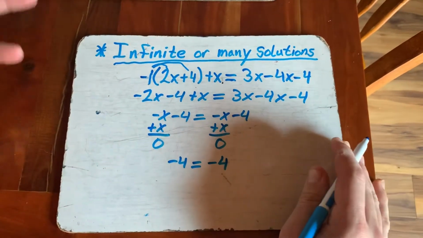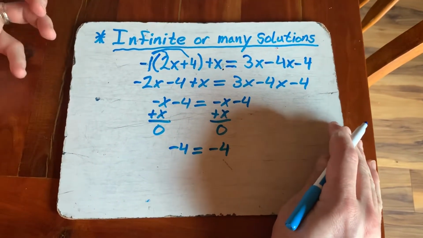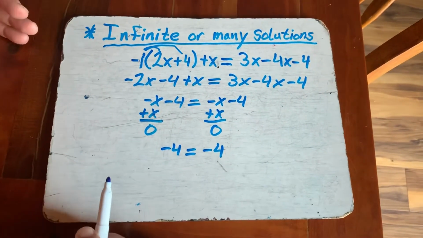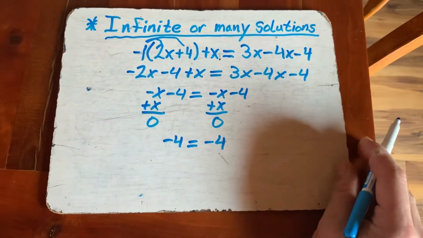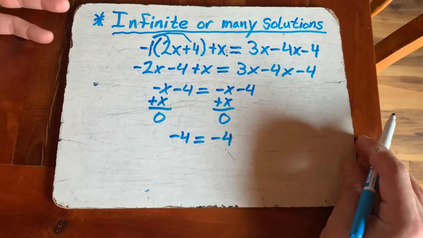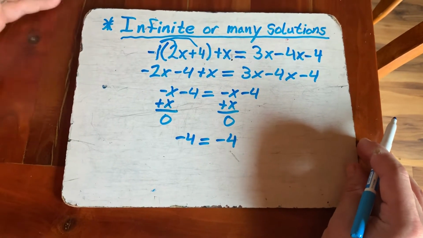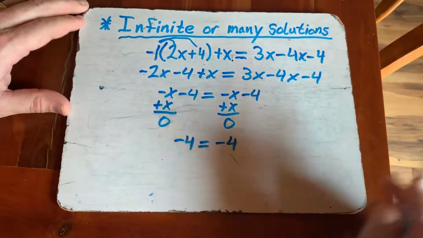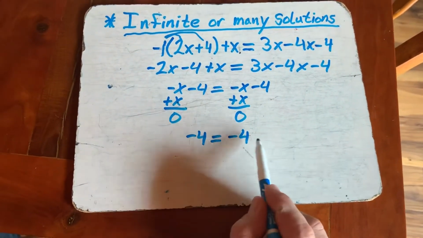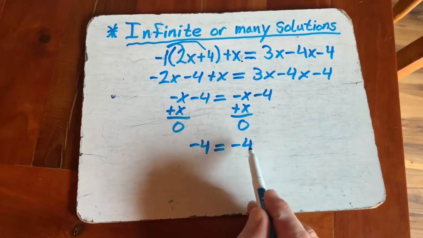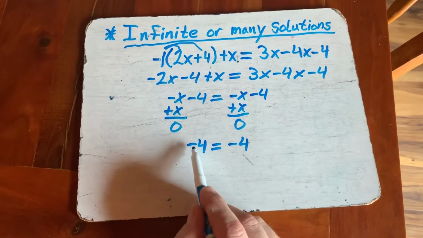Now that the variables are gone, there's no more solving steps to do. Normally we would have to isolate the variable term, and then at the end isolate the variable. That's all done. There's no steps to continue with because the variable's gone. All you have left here is a constant equals a constant. So you ask yourself, is this true? Does negative 4 equal negative 4? Yes, it does.